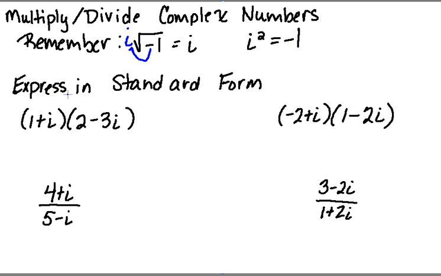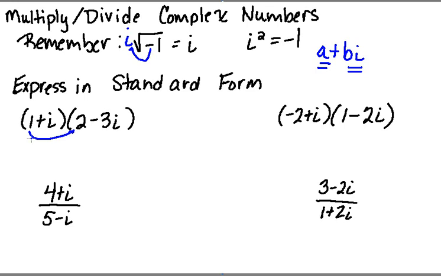The instructions will say to express in standard form. Typically standard form is a number like a plus or minus some b and i. In other words, we write our real part and then we have an imaginary part. Here we're basically multiplying. Whenever you're multiplying these out, treat the i as if it were an x.